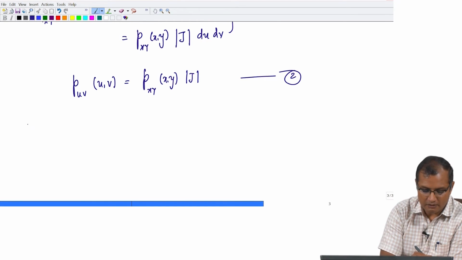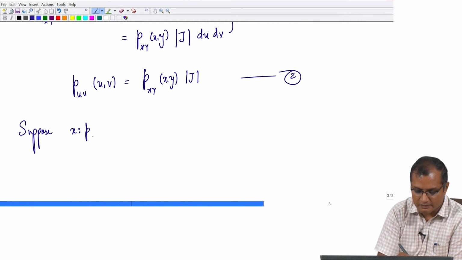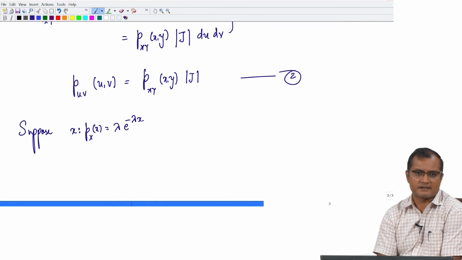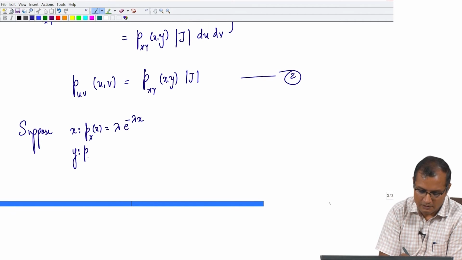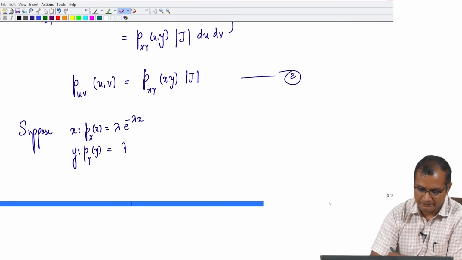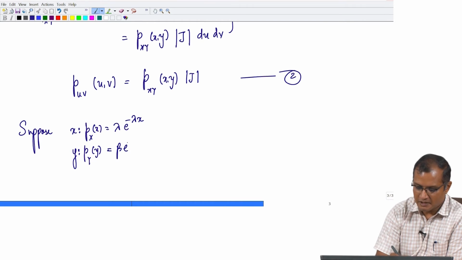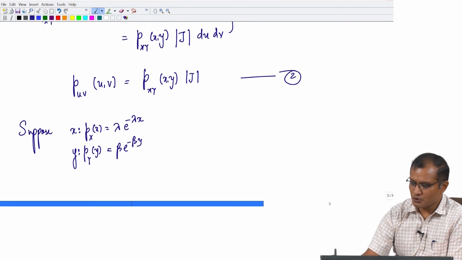So, you can take two random variables. x is distributed as lambda times e raised to minus lambda x. Let us say that is a distribution of x, exponential distribution. Take another random variable that is distributed as beta e raised to minus beta y, and you want to know how the sum is distributed.